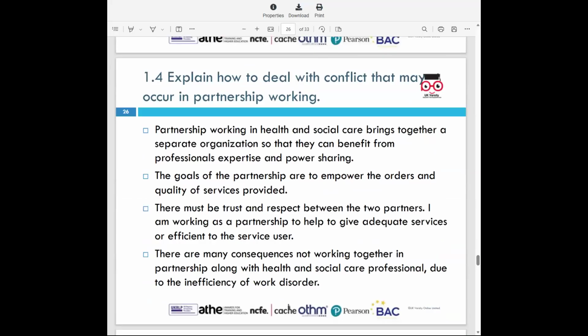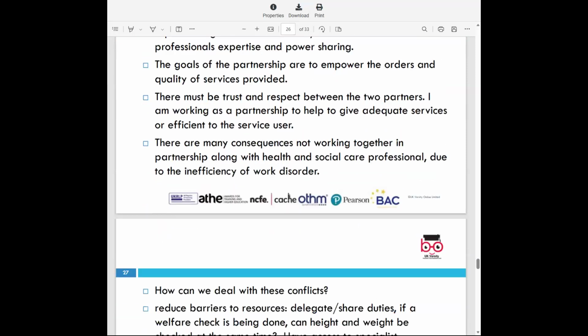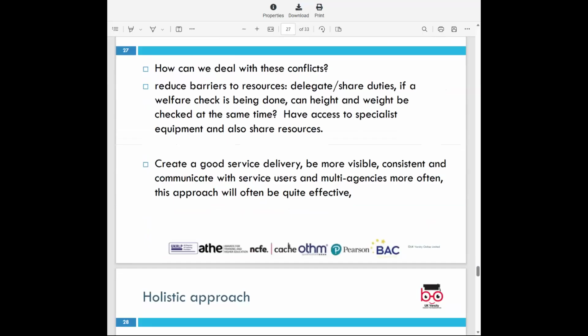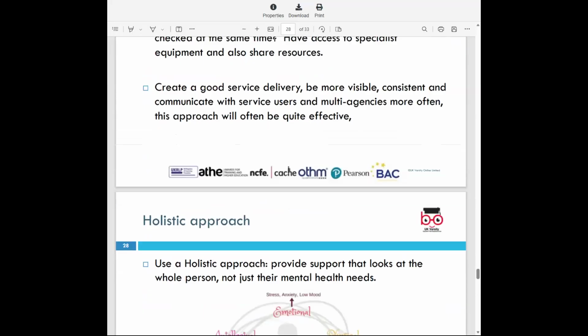1.4, explain how to deal with conflict that may occur in partnerships. So conflict could be bringing, the whole goal is to empower the quality of services provided. There must be trust between the two partners and a working relationship, to make sure there are no consequences together, that they can't work together. How to deal with these conflicts: reduce barriers, make sure that there's equality, make sure that you're providing a good service, and make sure there's good communication between everyone, and there are resources available for them.